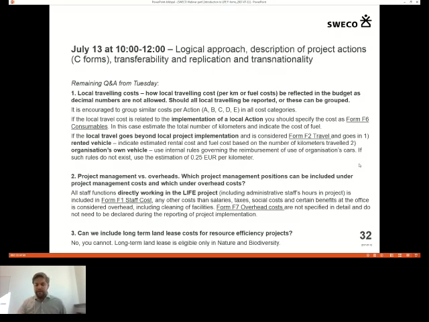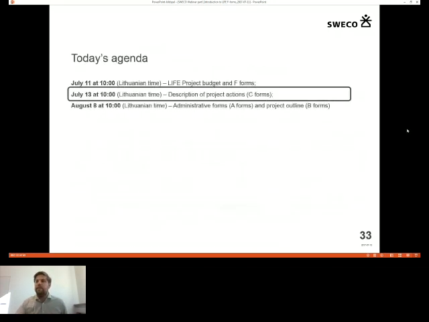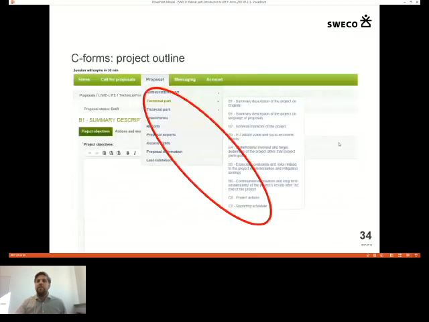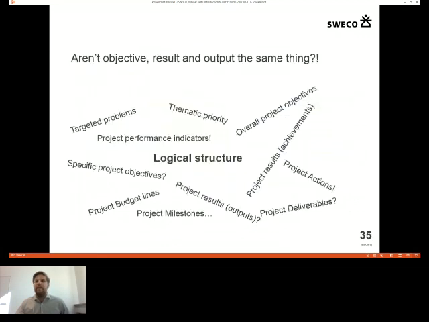Those should be all the questions. We will jump over basically to the C forms today, project outline. Also today I will not look into how you navigate around the e-proposal system. Invest a day in this. It's sometimes quite complicated. Today we're looking into the forms C0 and a little bit C2.